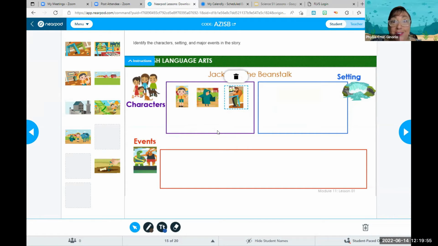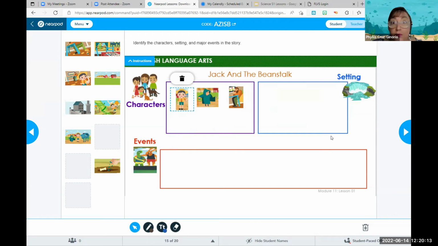Those are the characters. Those were the important characters in the story. The main character was Jack, and then our supporting characters and our antagonist. Ooh, the guy that made all the problems was our giant. We had the old man that was selling the beans and the giant.